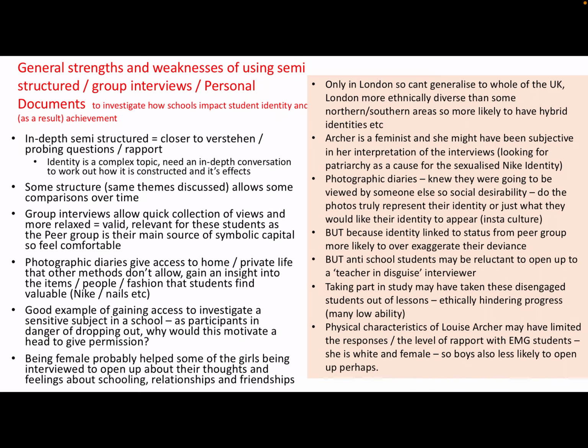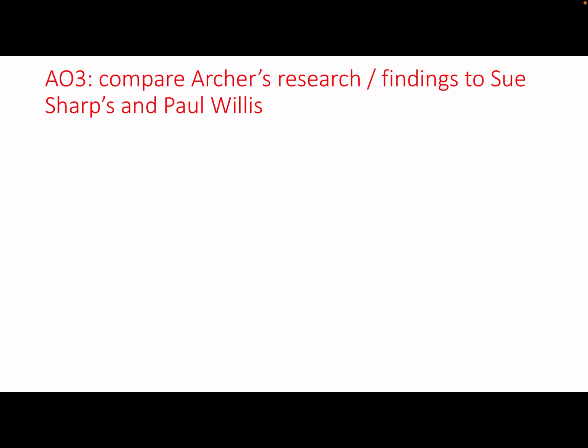And the physical characteristics of Louise Archer, although she was female, that might have helped some of the girls open up to her, but she was a white female, so she might not have had the level of rapport with the ethnic minority students, okay? There's also an argument that boys that she researched might have been less likely to open up because she was female. So the final thing I asked you guys to look at was to compare Archer's research to Sue Sharp and Paul Willis.